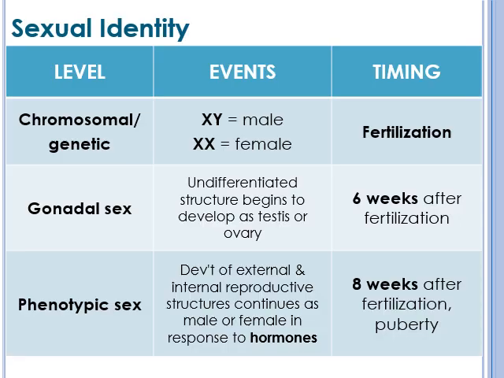Sexual identity has several levels, so let's look at the events and their timing. Chromosomal or genetic sex: XY is male, two X is female, and the timing is during fertilization. Gonadal sex: undifferentiated structures begin to develop as testes or ovary, 6 weeks after fertilization. Phenotypic sex is when development of external and internal reproductive structures occurs in response to the hormone, 8 weeks after fertilization.